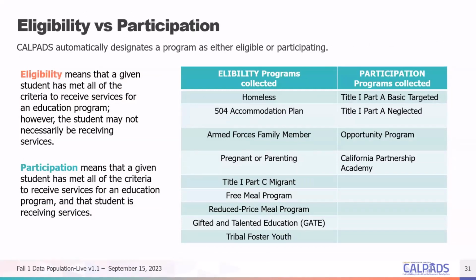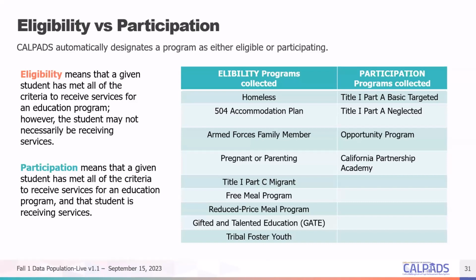CalPADS will automatically designate an SPRG record as either an eligibility or a participation record. Eligibility records indicate that the student has met the criteria to receive services for the educational program, but may or may not be receiving services related to the program. Participation indicates that a student is both eligible for a program and receiving the services associated with that program.